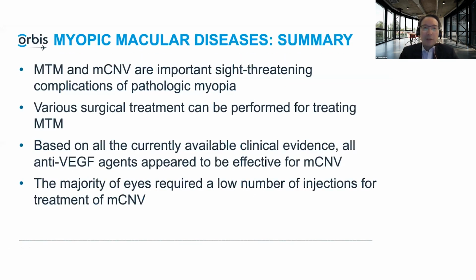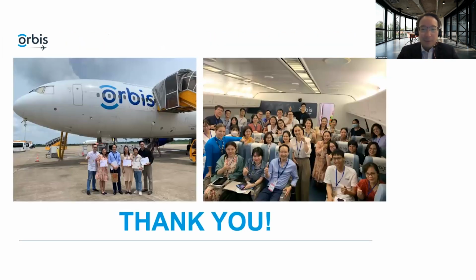Okay, so just to summarize, myopic traction maculopathy and myopic CNV are 2 very important sight-threatening complications of pathologic myopia, and we can do various surgeries for treating myopic traction maculopathy. And in terms of myopic CNV, we have very good clinical trial data showing that all anti-VEGF agents are useful for myopic CNV. And in general, they require a very low number of injections. So just treat your patients promptly and monitor them after the initial treatment. So with that, thank you very much.